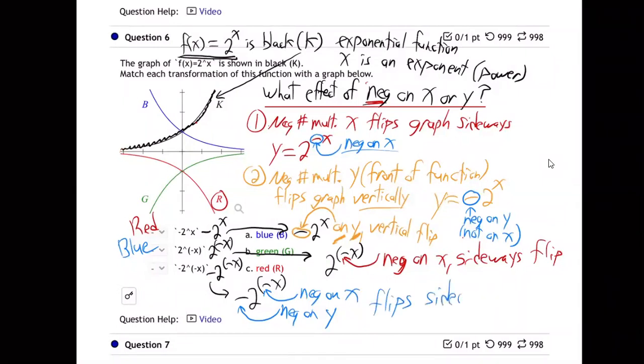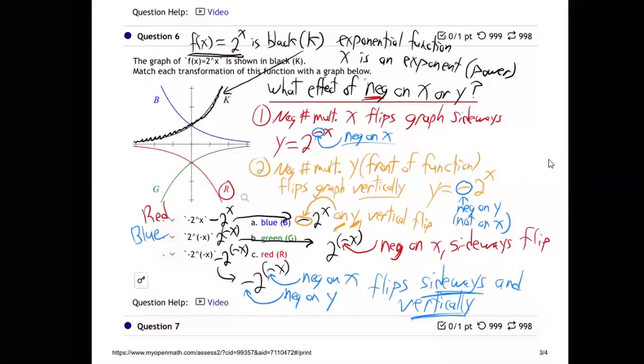Flips sideways and vertically. Sideways and vertically. So which graph? Obviously, there's only one left. But would you be able to do it if it wasn't? Which graph has been flipped vertically and then flipped sideways? The G. Everybody see that that's exactly what the green graph, G for green, has been done? See how they took this original one and then they flipped it down and then they flipped it sideways. They did both. So that is the green graph. And so there we go.